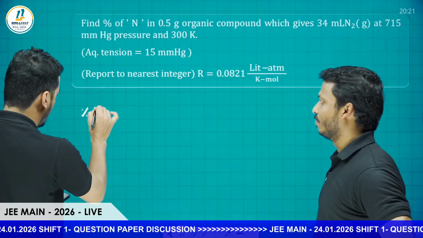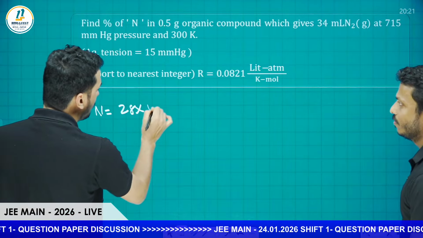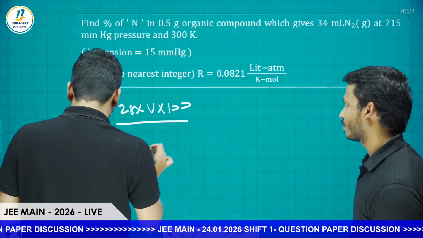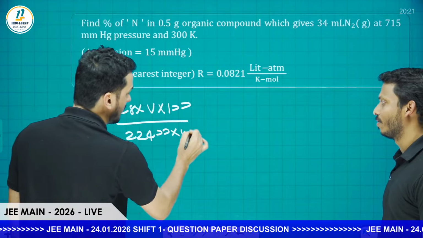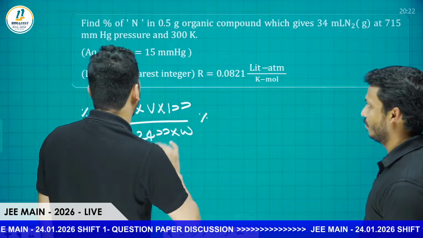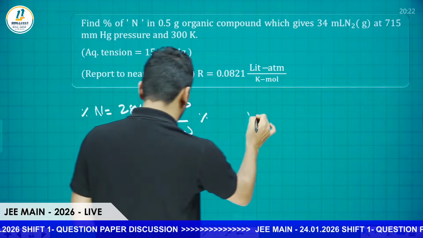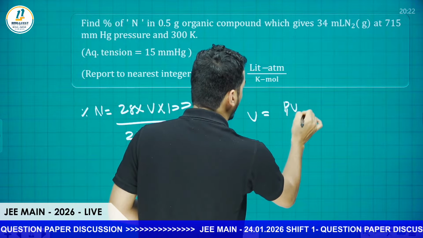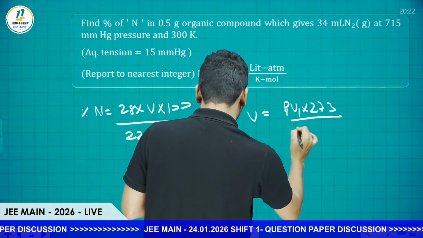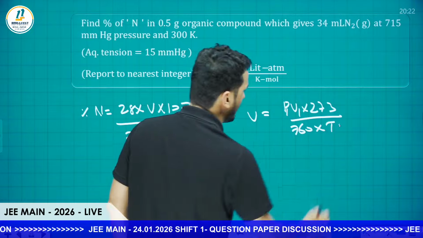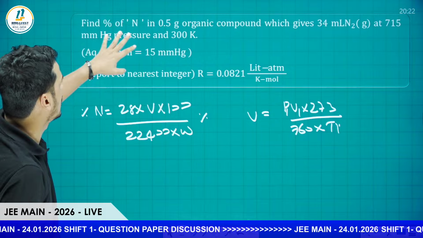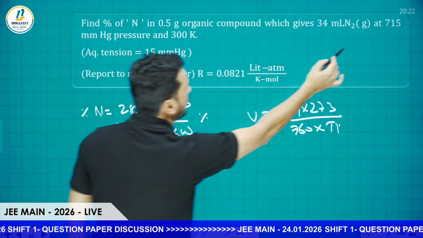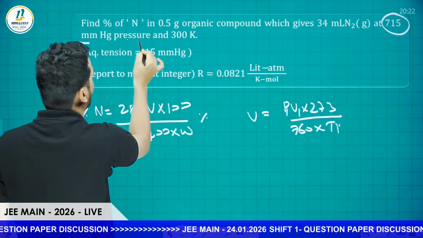Percentage of nitrogen is equal to 28 into V into 100, divided by 22,400 into W. How much weight they have given? That percentage we have to write. So here V is equal to P1 V1 into 273 divided by 760 into T1. Only one thing to remember, sir, here: the pressure they have given is 755 mm of Hg.